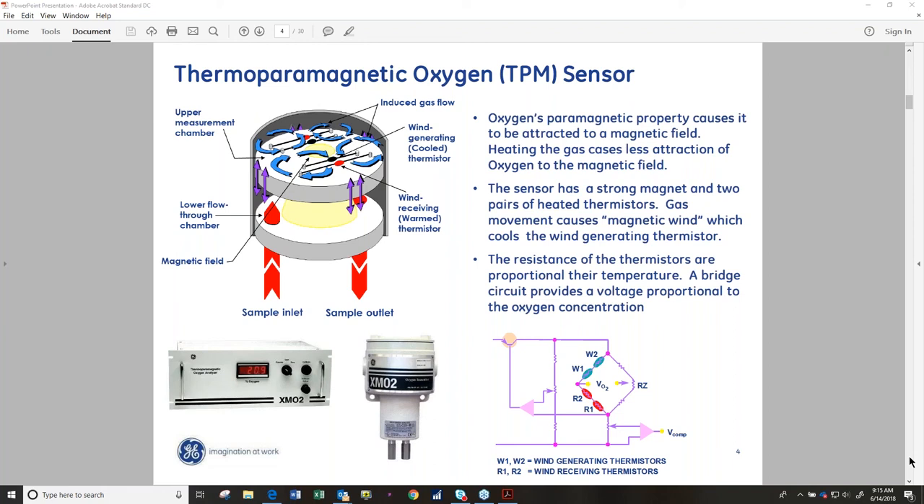And the difference between the temperatures of the two thermistor pairs is going to be directly proportional to the oxygen concentration. So what we've done is to basically have a strong magnet, a heating system to precisely control the temperature, and a bridge circuit that measures a voltage, which is a function of the difference in resistance, and that voltage is directly proportional to the oxygen concentration. Now, the nice thing about this is that it can be very rugged because there aren't any moving parts and the wetted components are very inert. There's virtually nothing to wear out. These are glass-coated thermistors. We can go to the next slide.